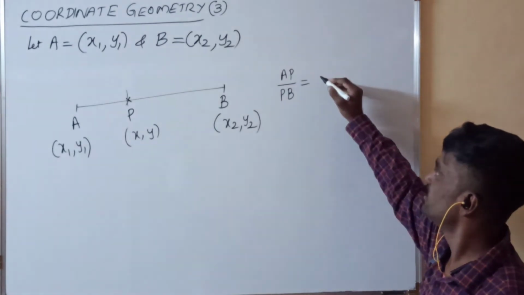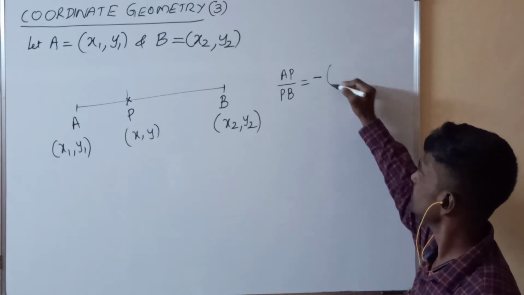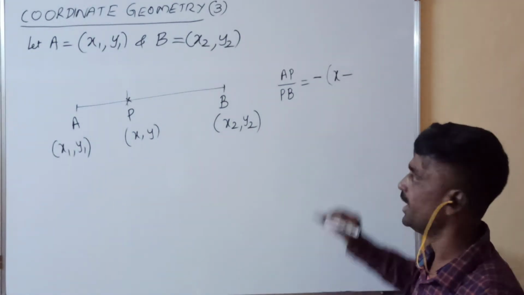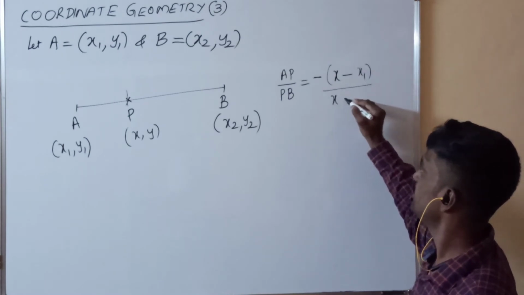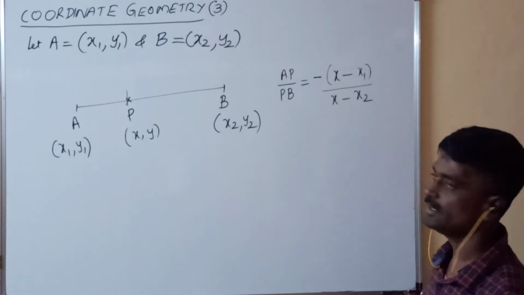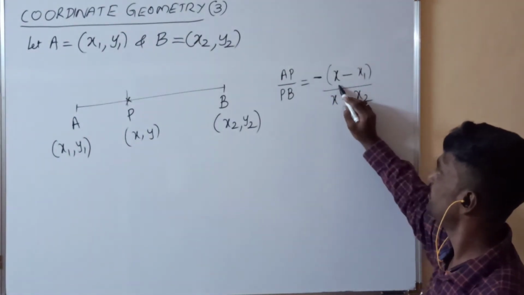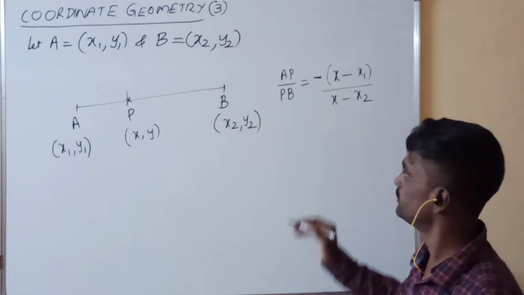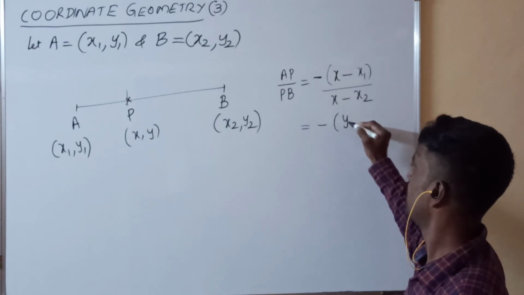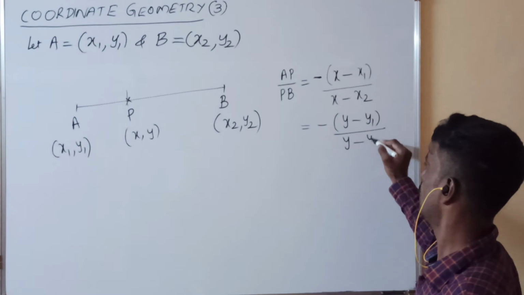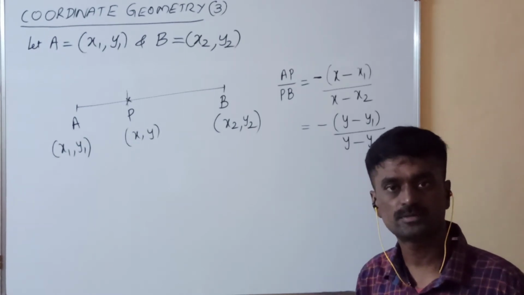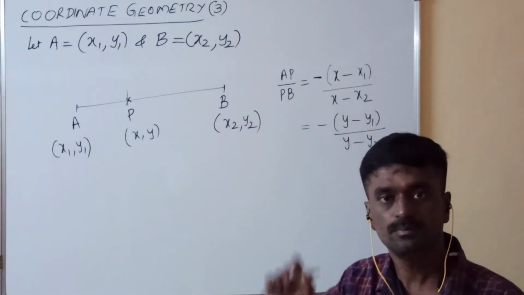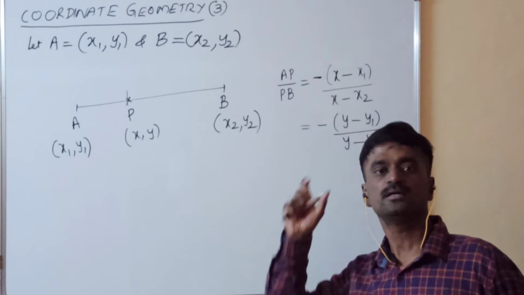Okay. So the formula will be minus of, x coordinate of P minus x coordinate of A, x1, by x coordinate of P minus x coordinate of B. You can even use y coordinates also. This ratio is also equal to minus of y minus y1 by y minus y2. Either you can use x coordinates or y coordinates because they are collinear points. So both ratios will be the same and they are equal to AP by PB. That is the ratio in which P divides the segment AB.